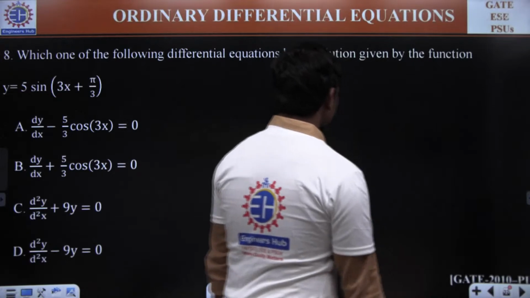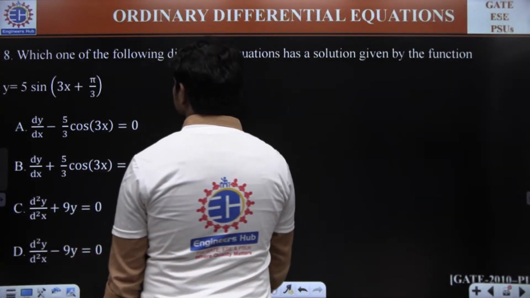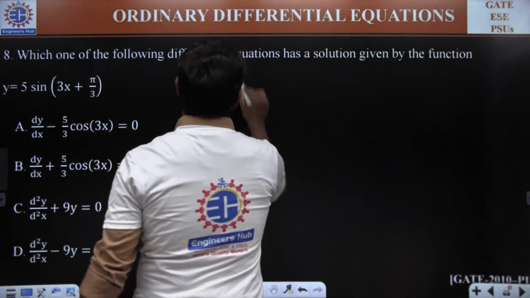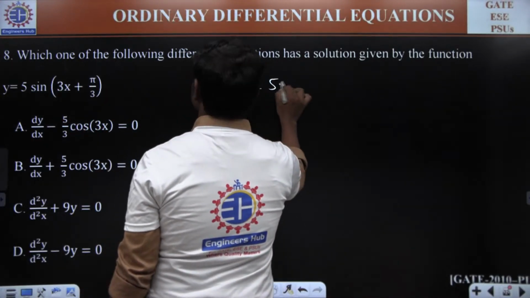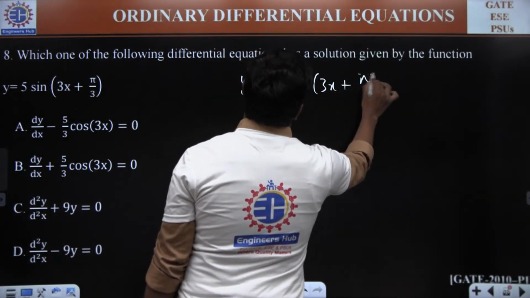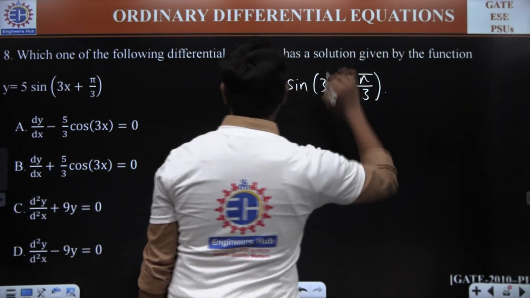This is the next question. It was also a previous GATE question, so please try to solve this. Which one of the following differential equations has a solution given by y is equal to 5 times sine of 3x plus pi by 3? This is what they have given.